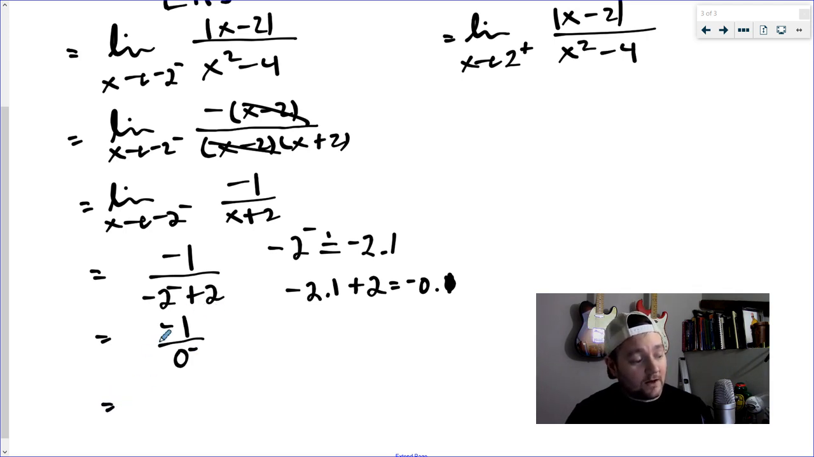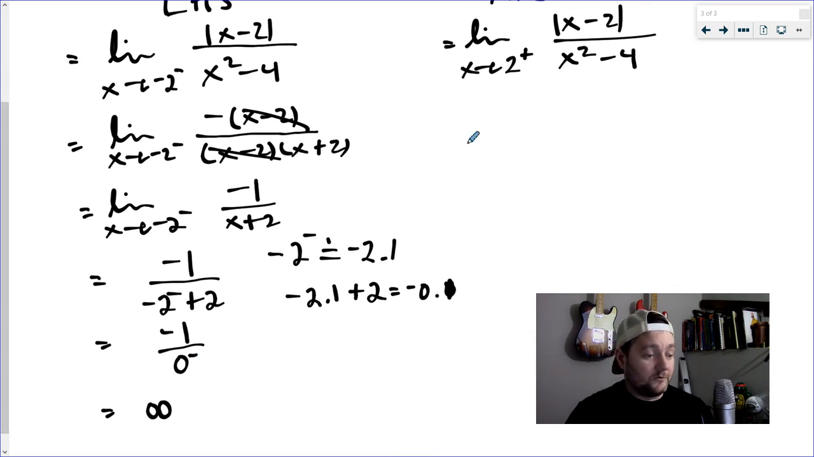And then a negative divided by a negative is a positive, and in fact, it becomes positive infinity, because this is a really small number. 1 divided by a really small number is infinity. In this case, positive infinity because it's a negative over a negative. All right, that was a mouthful.